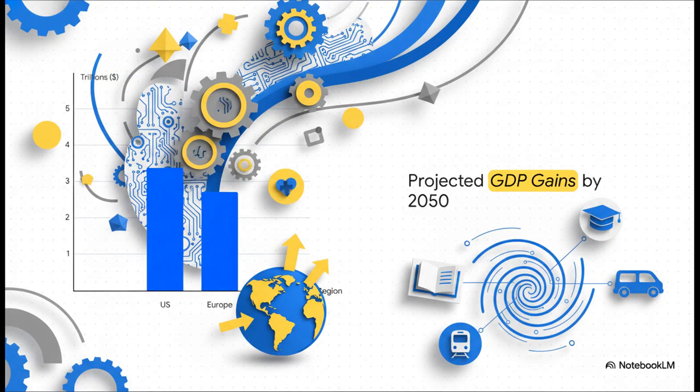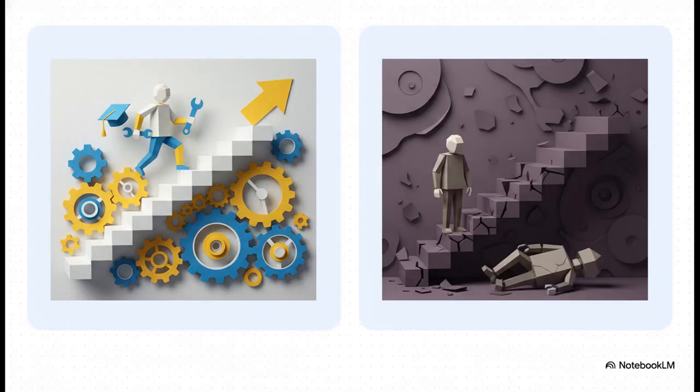Breaking that economic growth down geographically, we can see exactly where these gains are concentrated. The U.S. stands to gain a projected $3.38 trillion in GDP by 2050, with Europe following closely at $2.72 trillion. These gains represent massive surges in productivity across huge sectors like education, healthcare, and transportation, all driven by the multiplier effect of AI investments. So the crucial point is, when evaluating the benefits and risks of generative AI, we really have to ask, what does this mean for us, for human workers?